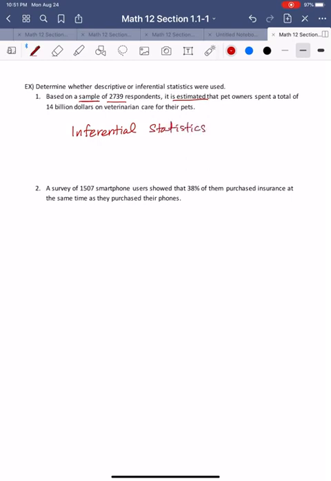Number 2, a survey of 1,507 smartphone users showed that 38% of them purchased insurance at the same time as they purchased their phones. I don't think they assume or predict. They just surveyed that number, and found that 38% of them purchased the insurance at the same time. That could represent the whole population too, right? But this is more like describing, okay? As a research you do. So I want to say descriptive.